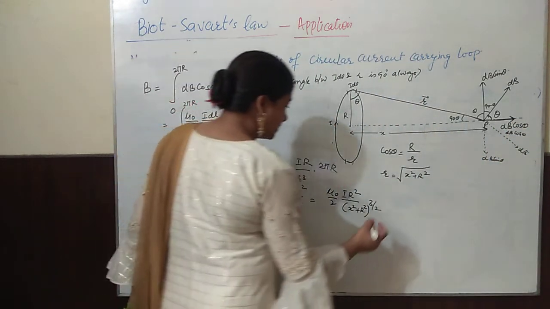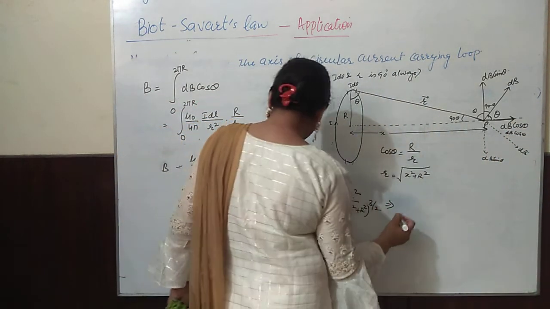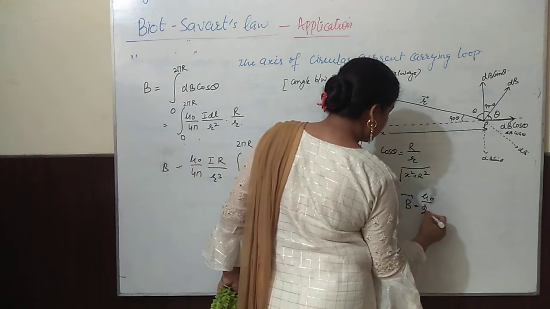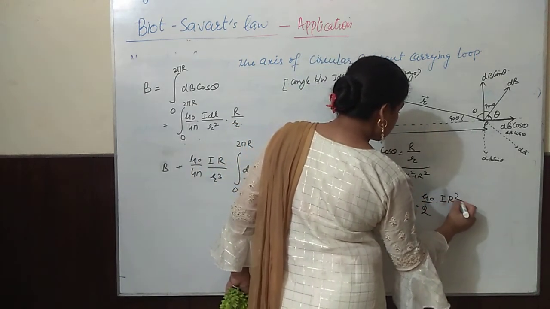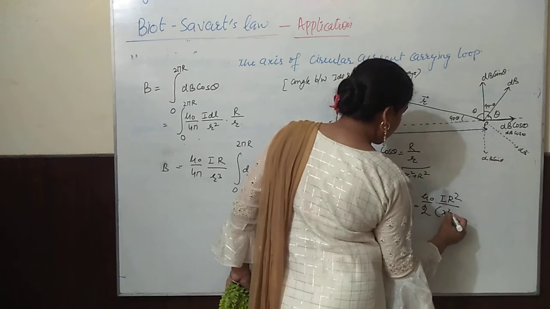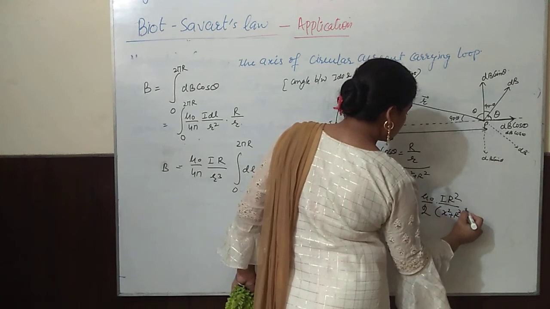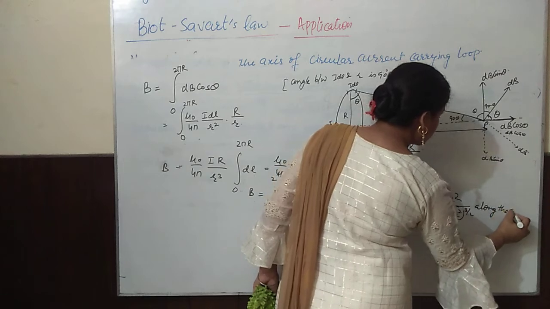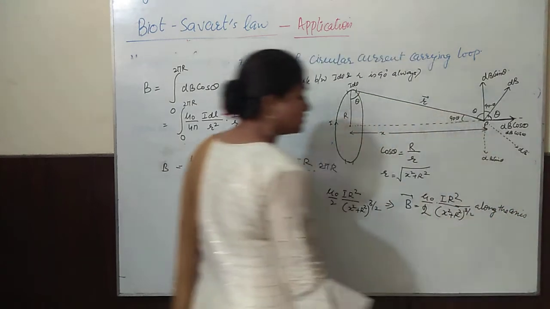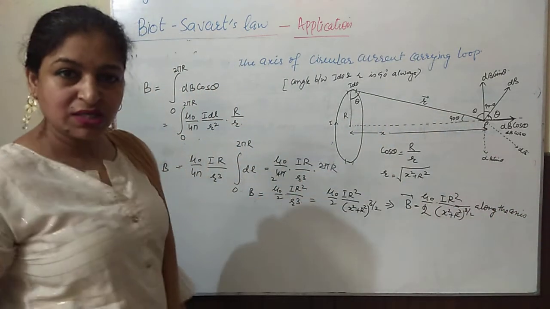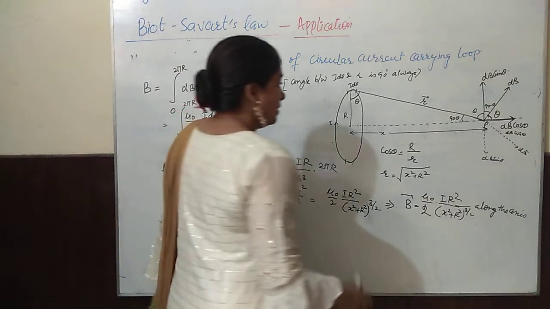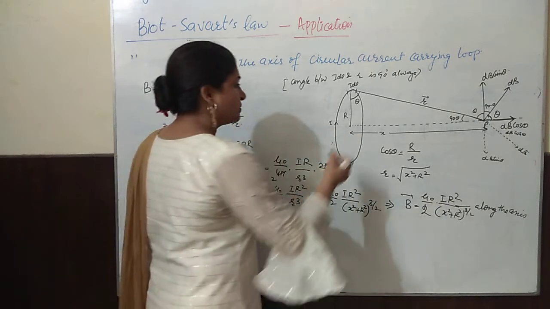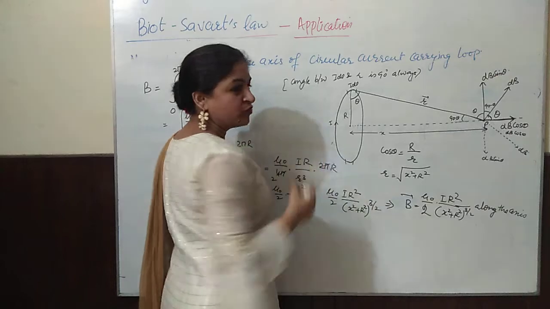So you can write this in terms of vector notation. The magnetic field is mu naught over 2 times I r square over (x square plus r square) raised to power 3 by 2, along the axis. This is the direction of this field, along the axis of the circular loop. This is the magnetic field due to one loop; only one turn of the loop is there.